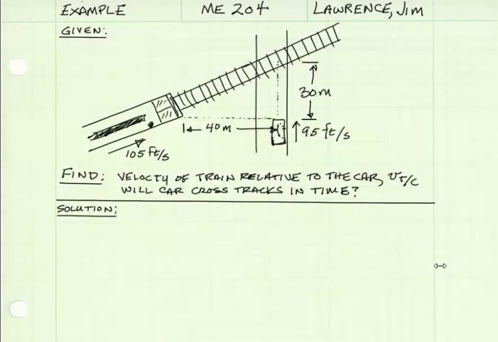In this problem, we have a car that's racing to beat a train across the tracks. This is a bad idea. Don't try this at home. It's very dangerous. The train is traveling at 105 feet per second. The car is traveling at 95 feet per second.